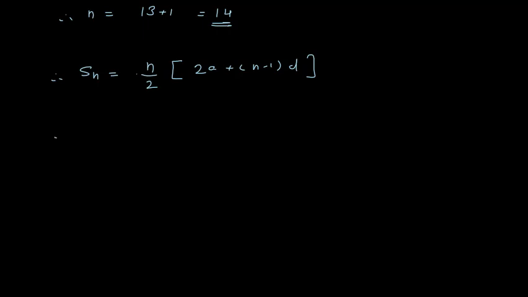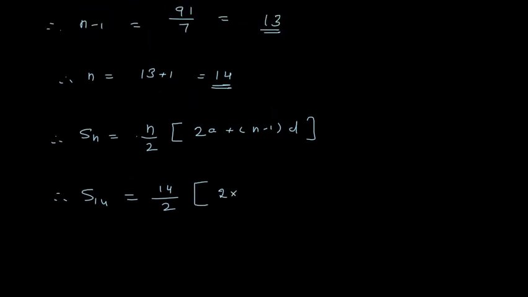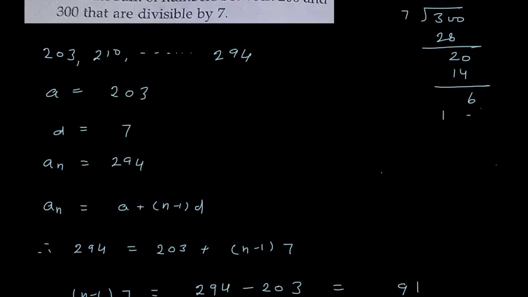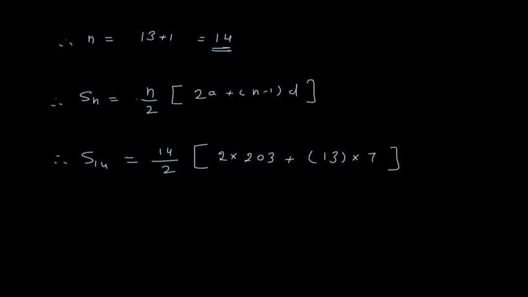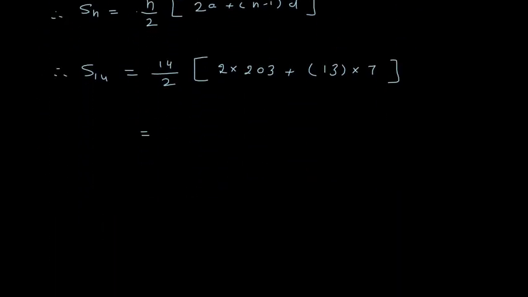Okay. So therefore S14 is equal to 14 divided by 2, 2 into a, what is the value of a here? 2 into 203, plus 14 minus 1 is 13, into d, the value of d is 7. So S14 you will get 7 into, this is 406 plus 91.